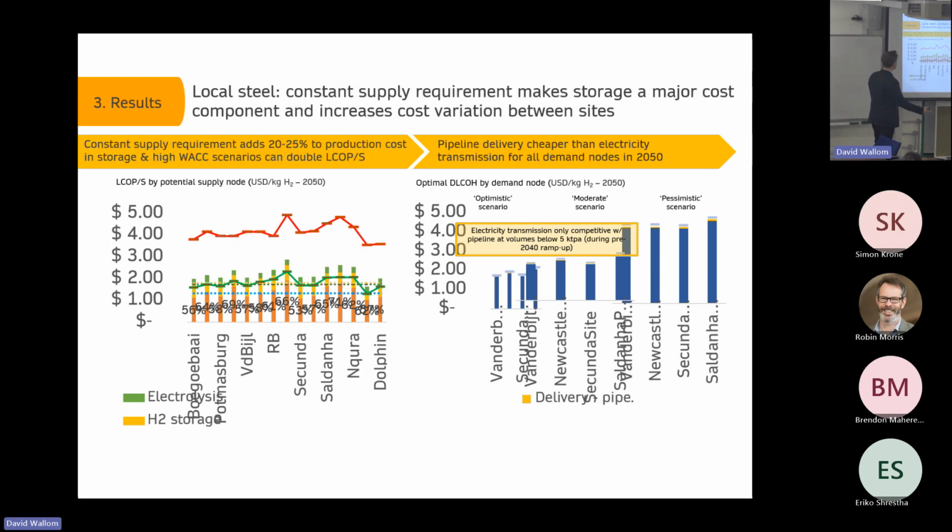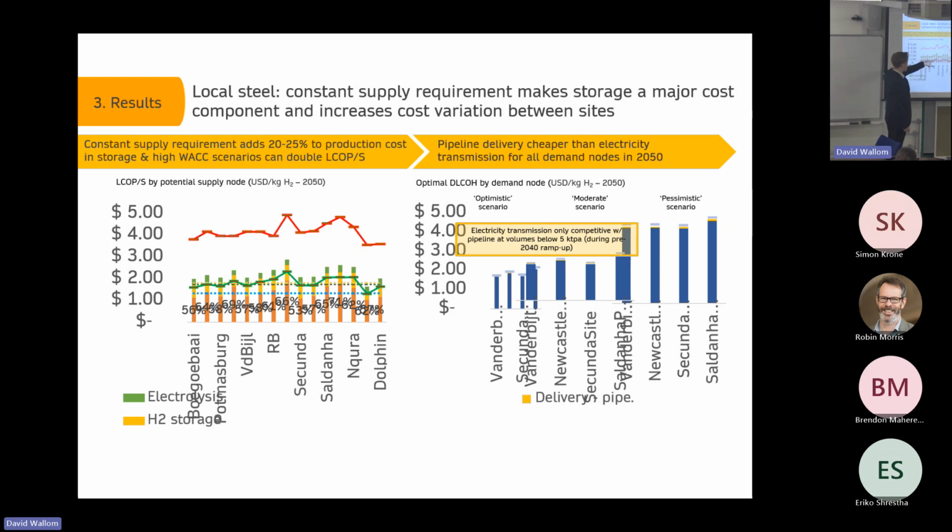So when you incorporate that, basically the storage adds an extra 20 to 25% to the cost of your green hydrogen production. It also means that the site that you're looking at becomes much more important, because it's not just about how good is your average capacity factor over the year, it's also about how well temporally does the production of renewable energy at that site align with that consistent demand requirement.